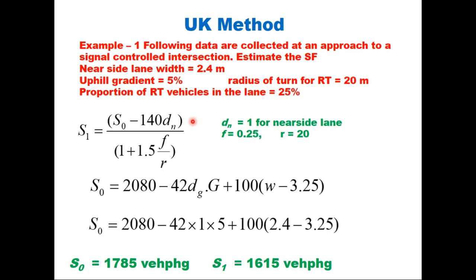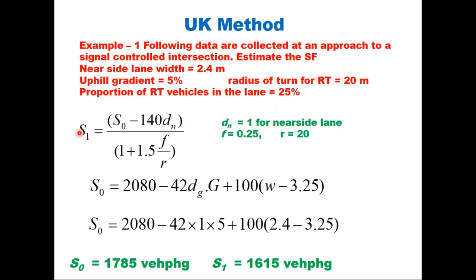Now take a small example, where the following data are collected at an approach to a signal control intersection. What is the saturation flow? Near side lane width is 2.4 meter, uphill gradient of 5%, radius of turn for right turning vehicle is 20 meter, and proportion of right turning vehicle in the lane is 25%. So this is the first case.